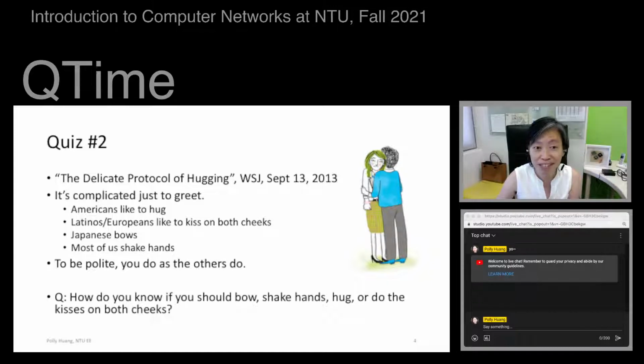So this is quiz number 2. This is related to protocol, what we were just saying. This came from an article from the Wall Street Journal that Polly read back in 2013. The title was The Delicate Protocol of Hugging. It turned out that it can be complicated just to greet each other.